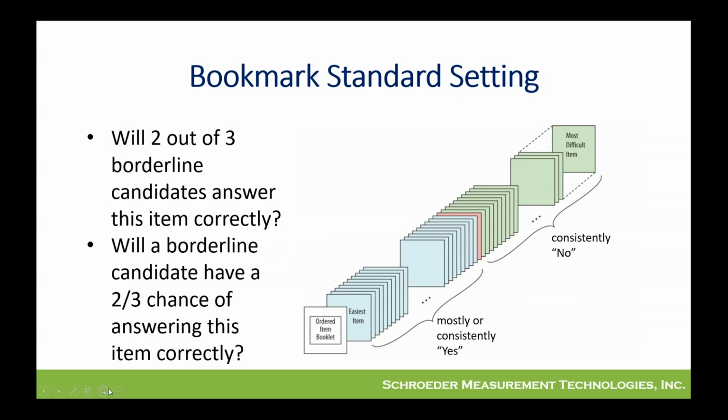As the items become increasingly more difficult, borderline candidates will be less likely to answer them correctly. Therefore, as you progress through the OIB, you will reach a point where you begin to consistently answer no to the question, will 2 out of 3 borderline candidates answer correctly?